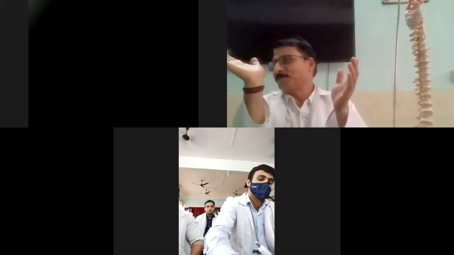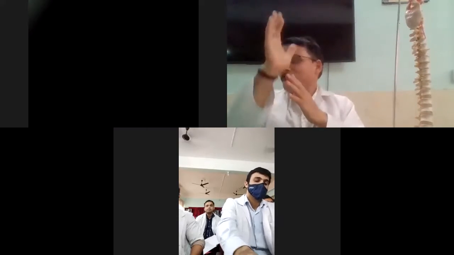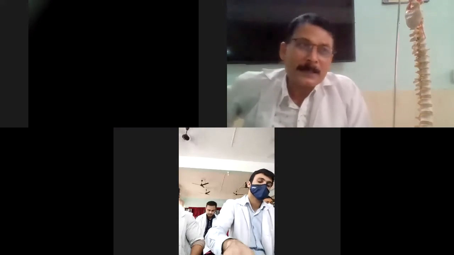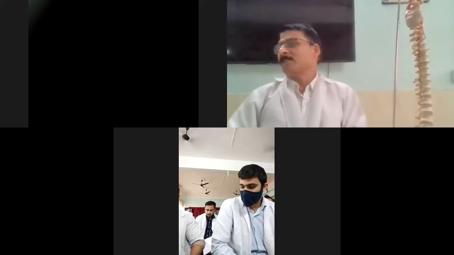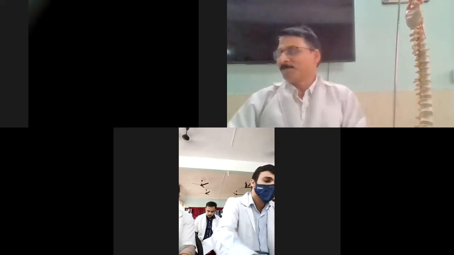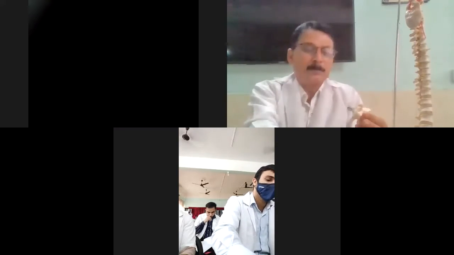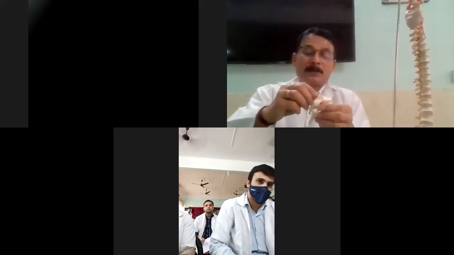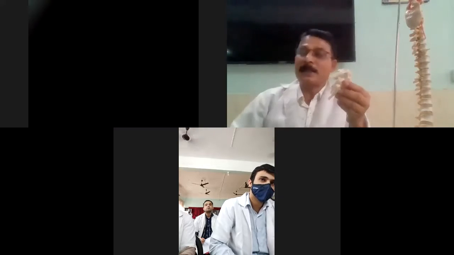Then extension injury, yes, extension injury. Then there is a combination of flexion and sometimes rotation. So the mechanism of injury is more or less the same as that of your cervical spine. Supposing there is excessive flexion, what will happen? Too much flexion will lead to compression of this area of the vertebra, like this.